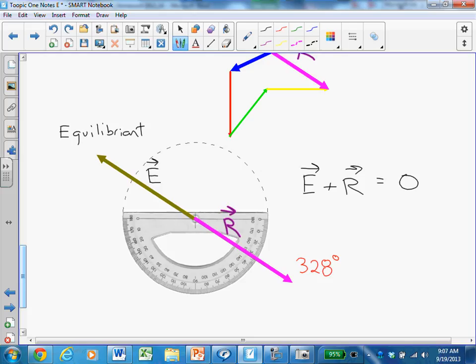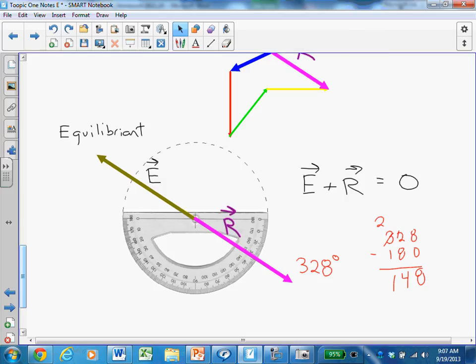So what's 180 minus 328? Or 328 minus 180? Let's see. 148. All right. Okay? You see the equilibrium is the same magnitude, but at 180 degree difference. Okay? All right.